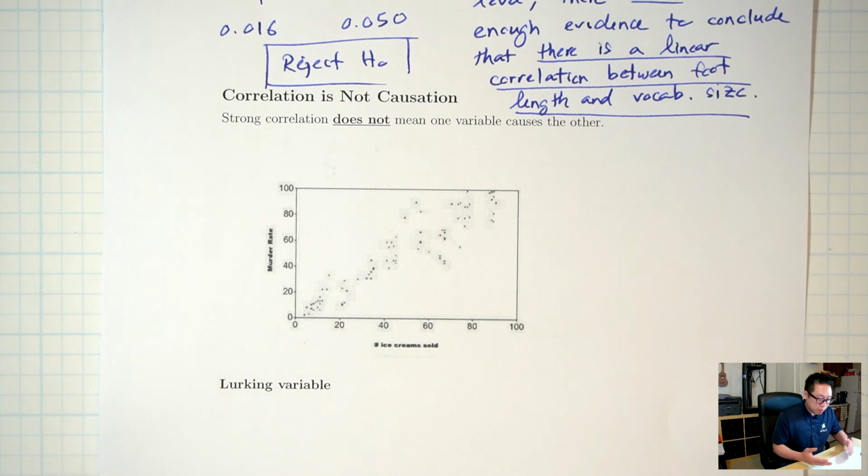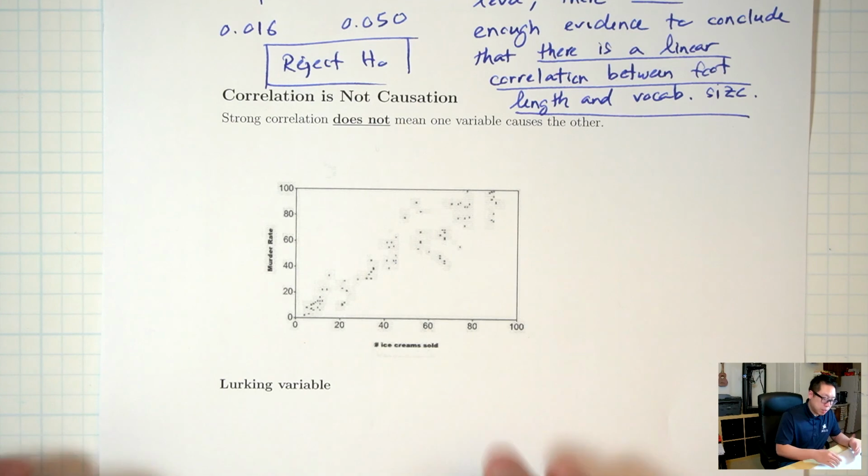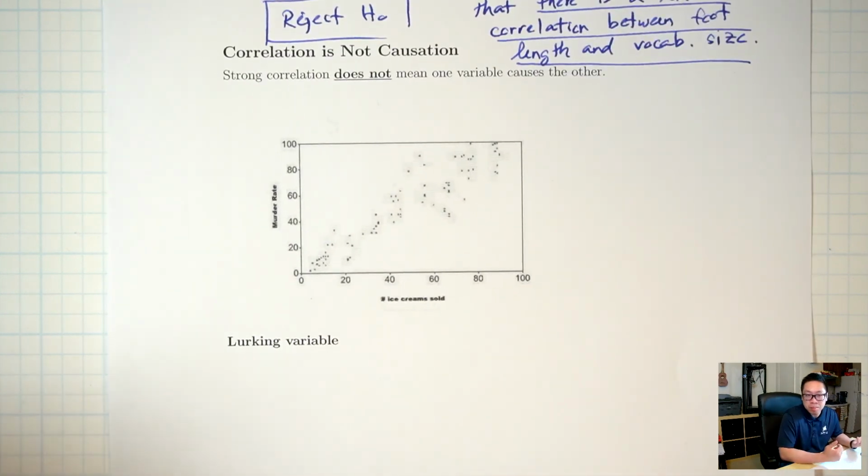So there's some lurking variable. There could be some other lurking variable that's a better explanation for what's going on here. An example of a lurking variable that might be a better explanation would be, say, the weather outside. In warmer weather, there might be more crime, and in warmer weather, more ice cream might be sold. So a better explanation here, a lurking variable, could be the outside weather.